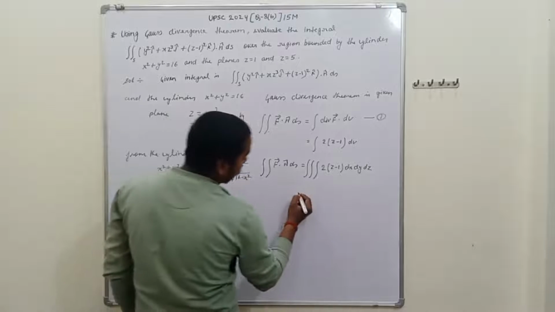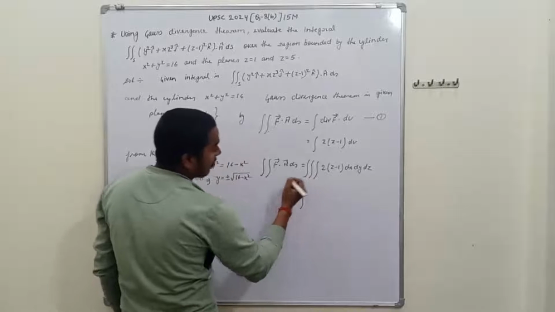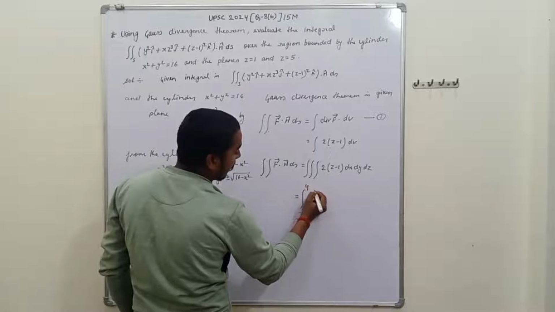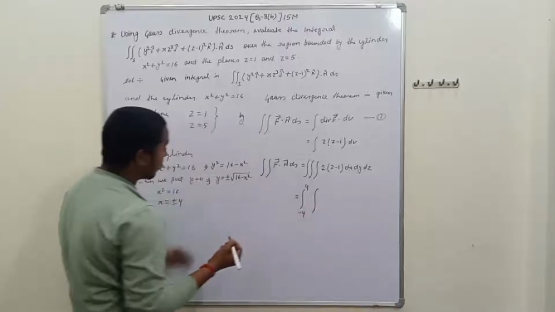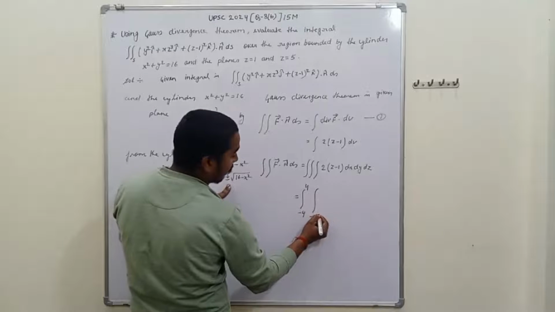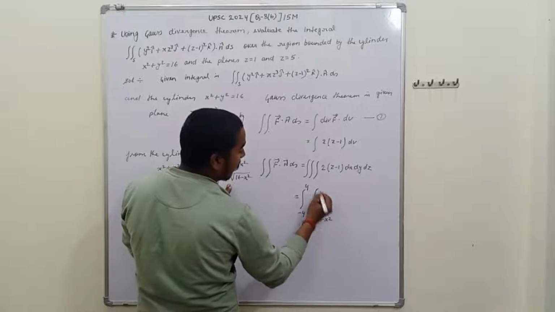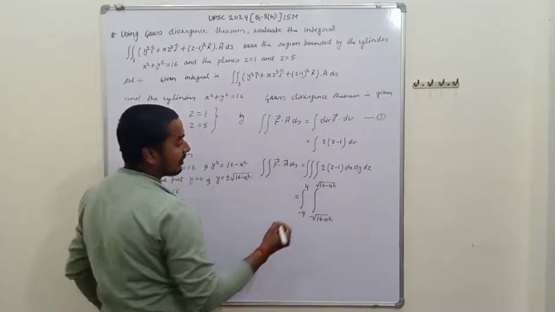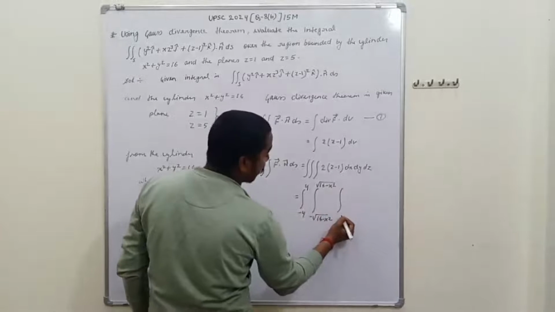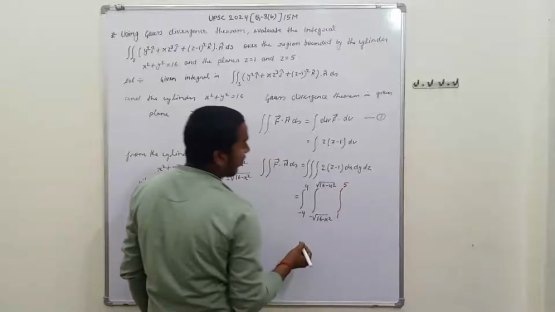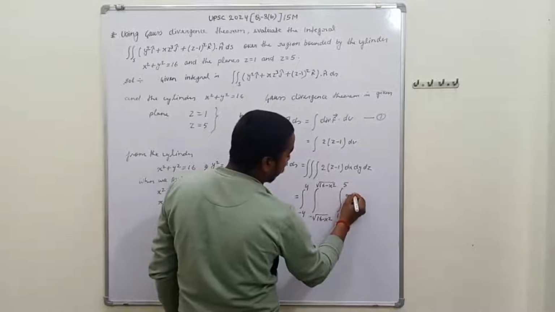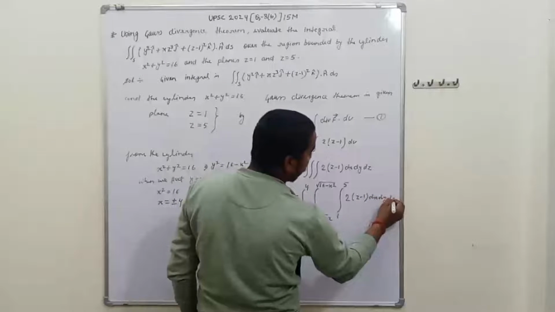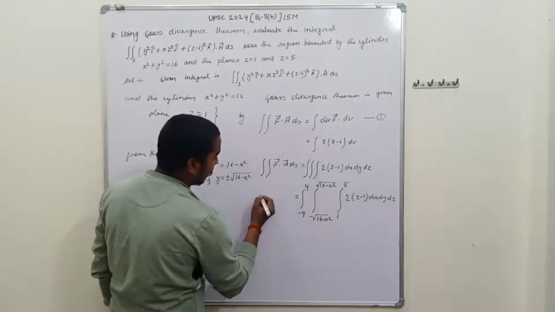Here we put the limit of x as minus 4 to plus 4, the limit of y as minus under root of 16 minus x square to plus under root of 16 minus x square, and the limit of z as 1 to 5, given by the planes. The divergence is already present, that is 2 times (z minus 1) dx dy dz. We have to solve the given integral.